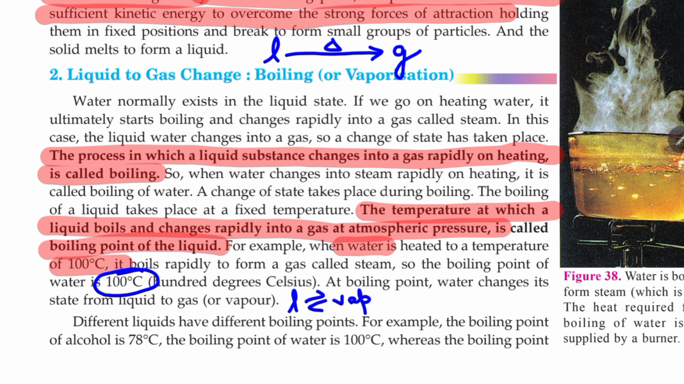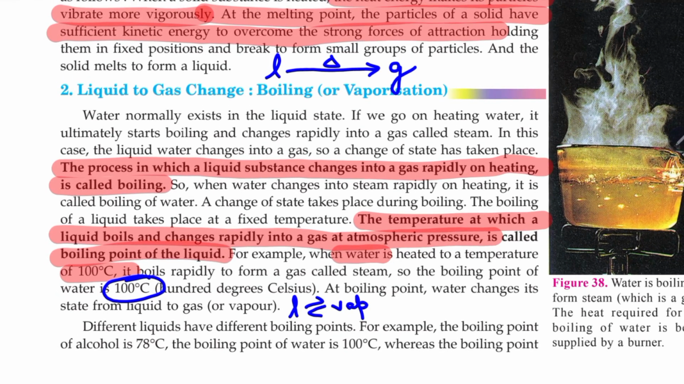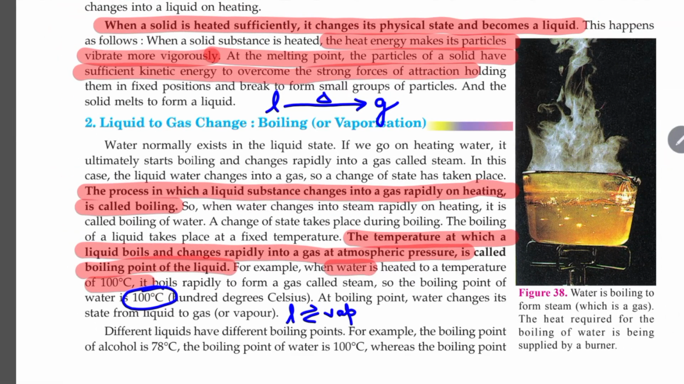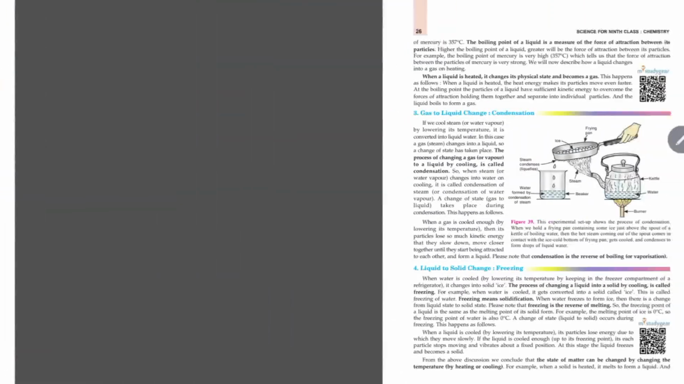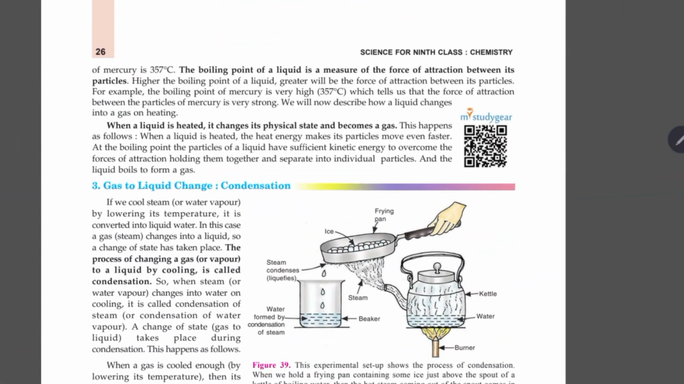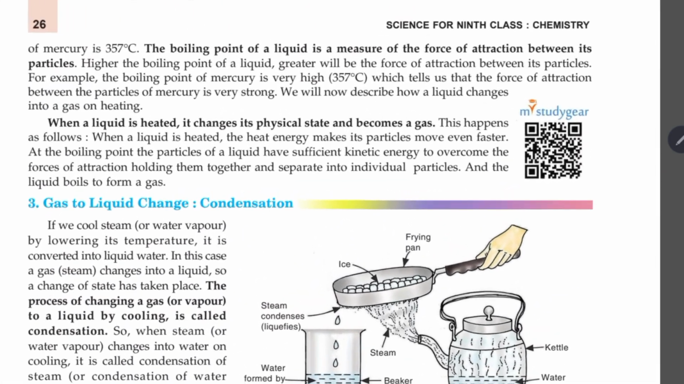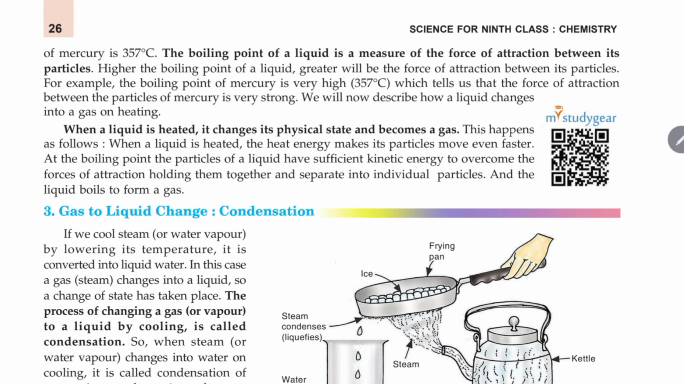Now the moment I say liquid to vapor, I understand it's vaporization or boiling. But vapor to liquid is condensation. And when both these phenomena occur at the same rate, the system is said to be in dynamic equilibrium. Okay, so let us see the next page where we are going to see what is happening when condensation takes place.